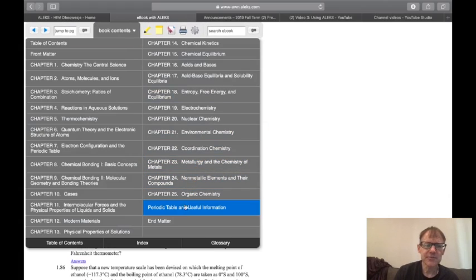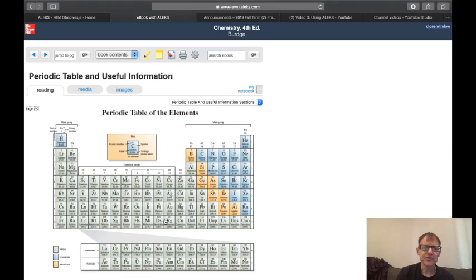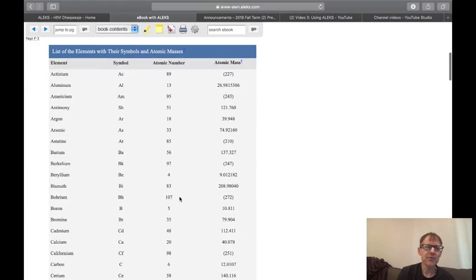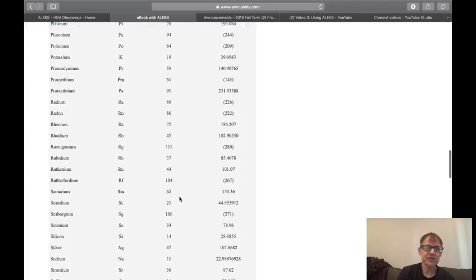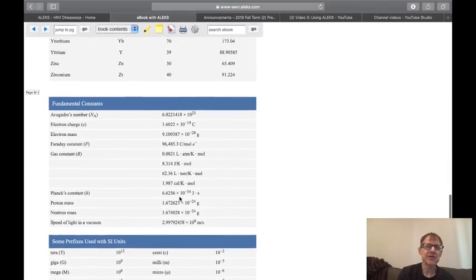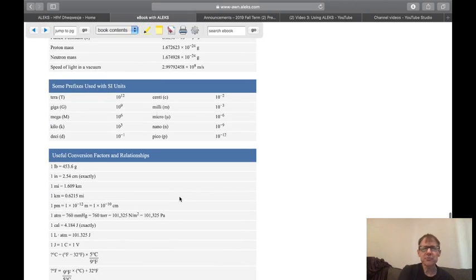Okay, so that's that material there. Let's see, I'm going to come over here to the periodic table and useful information. So here's a picture of the periodic table. Here's a list of the elements with their atomic numbers and their symbols. That's essentially the information that's in there. Here are some constants that you may need to use. Not many of them in this course, but a couple. Here are the prefixes, some prefixes used with SI units.